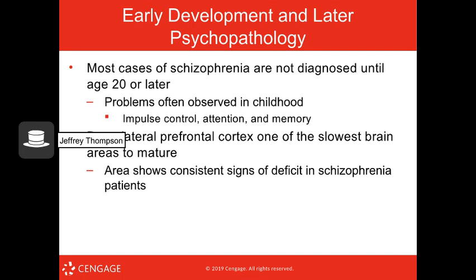So most cases of schizophrenia are not diagnosed until the age of 20 or later, but we can often see some issues in childhood with impulse control, attention, and memory, meaning that it could be confused for ADHD early on. So when we talk about differential diagnoses, right, it's very important to watch out for things that can look like other things. The dorsolateral prefrontal cortex is one of the slowest brain areas to mature. Your prefrontal cortex doesn't fully mature until the age of 25, but that area will show consistent signs of deficiencies in schizophrenia patients.